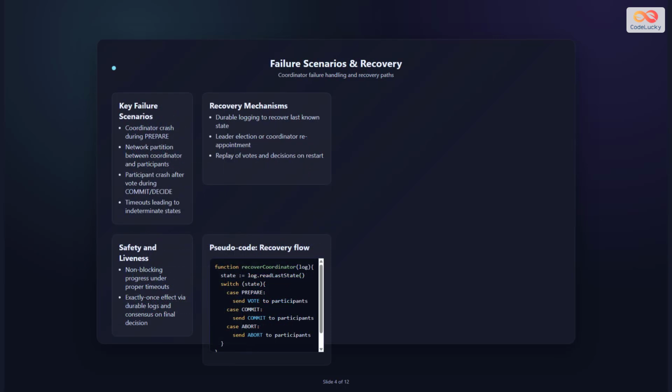Three-phase commit adds an extra phase to address the blocking problem of 2PC. Instead of just prepare and commit, 3PC introduces three phases. First, the coordinator sends a can-commit request to gather initial feasibility checks. Second, after receiving affirmative responses, it sends a pre-commit message. Third, only then does it send the final commit or abort instruction. This extra phase allows participants to safely abort if the coordinator disappears, without waiting indefinitely.